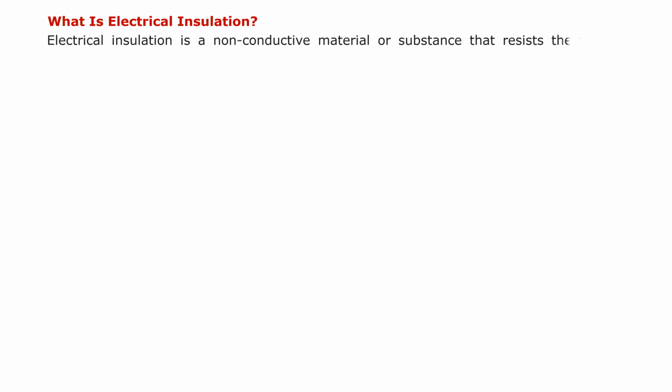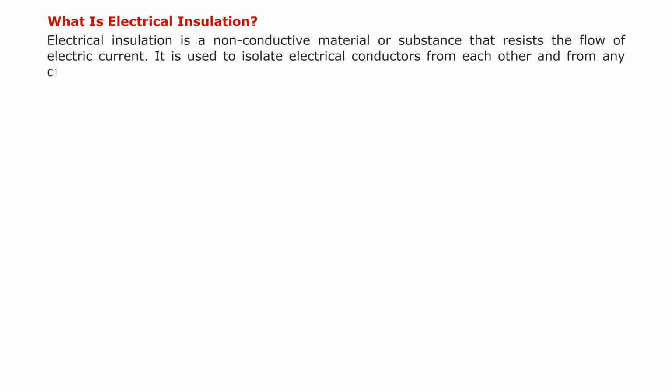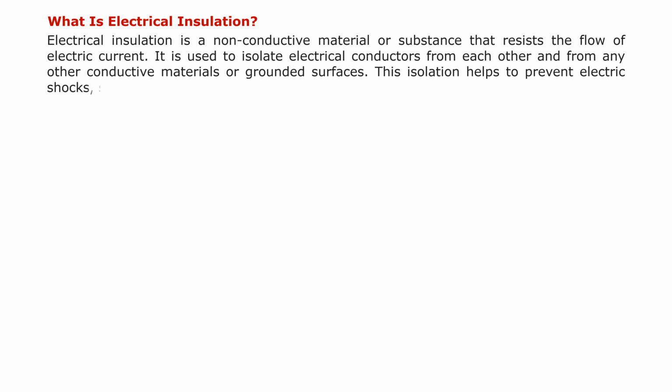What is electrical insulation? Electrical insulation is a non-conductive material or substance that resists the flow of electrical current. It is used to isolate electrical conductors from each other and from any other conductive materials or grounded surfaces. This isolation helps to prevent electrical shocks, short circuits, and other electrical faults.